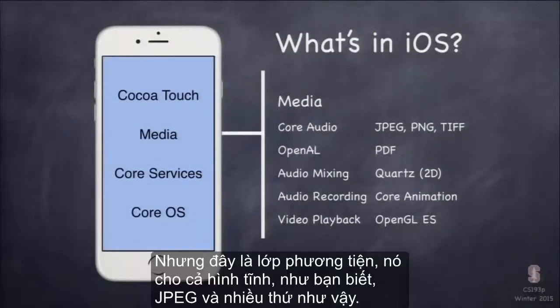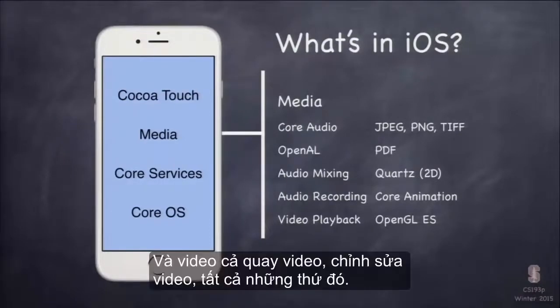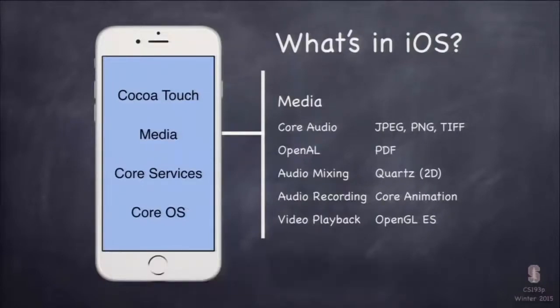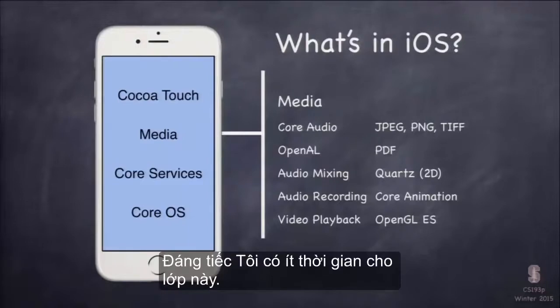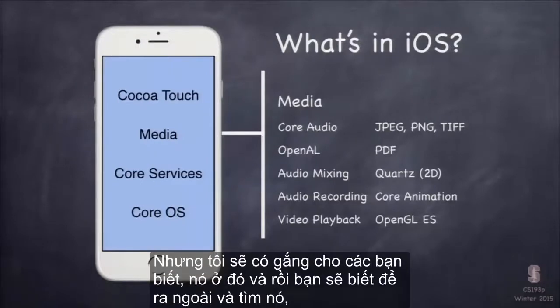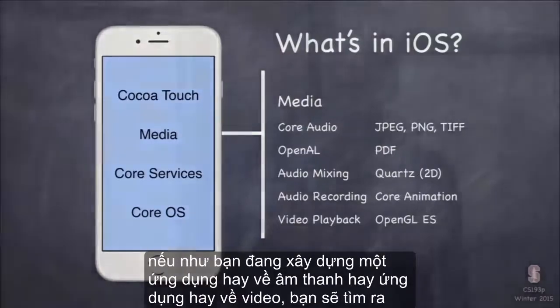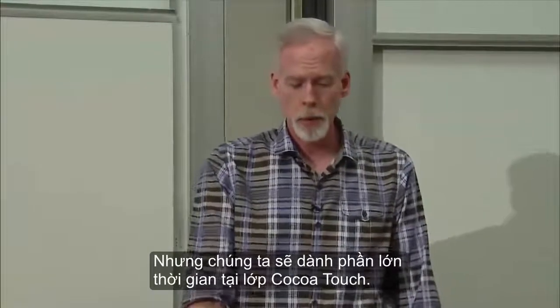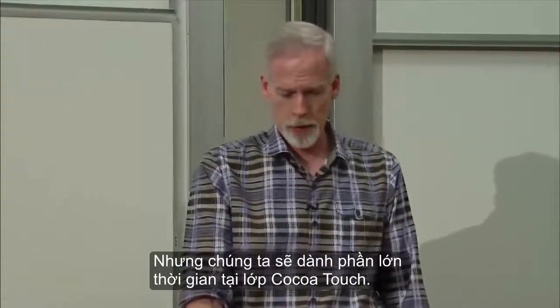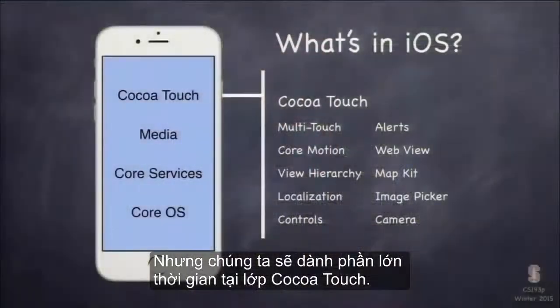But there's a whole media layer here, both for static images, you know, JPEG and things like that, and video, both capturing video, editing video, all that. Incredible audio frameworks on this device for doing 3D audio for games and all that. Unfortunately, I get to very little of this layer. I'll try to let you know that it's in there, and then you'll know to go out and seek out that layer if you're building a very audio-intensive app or a video-intensive app. But we'll spend the vast majority of our time at the Cocoa Touch layer.